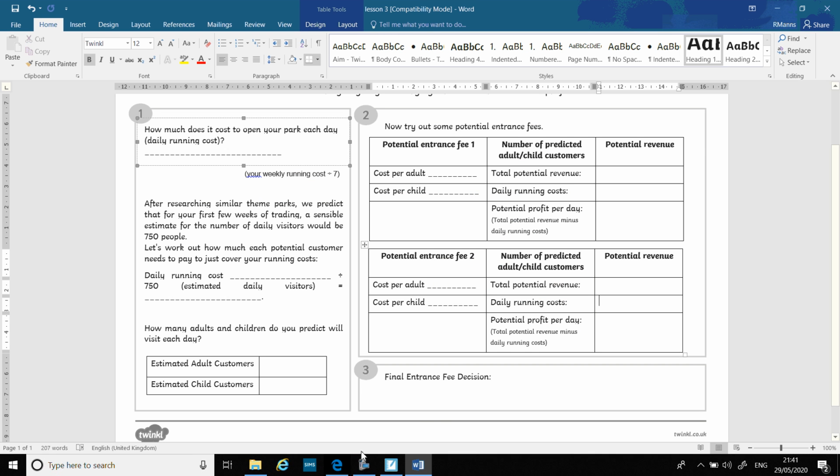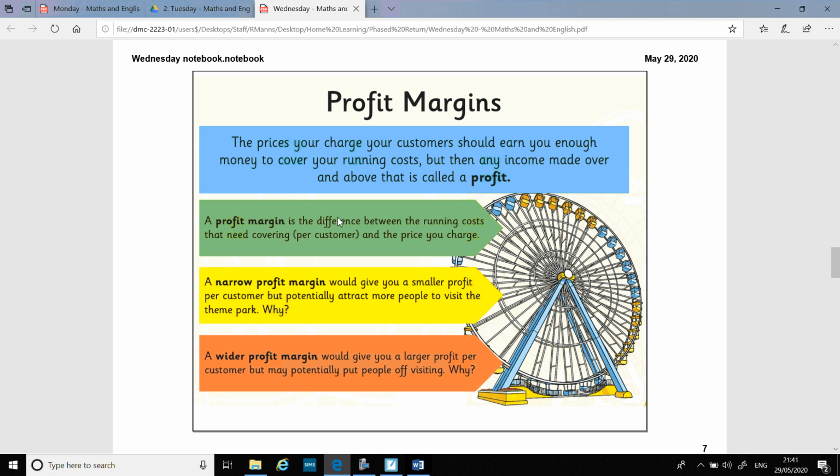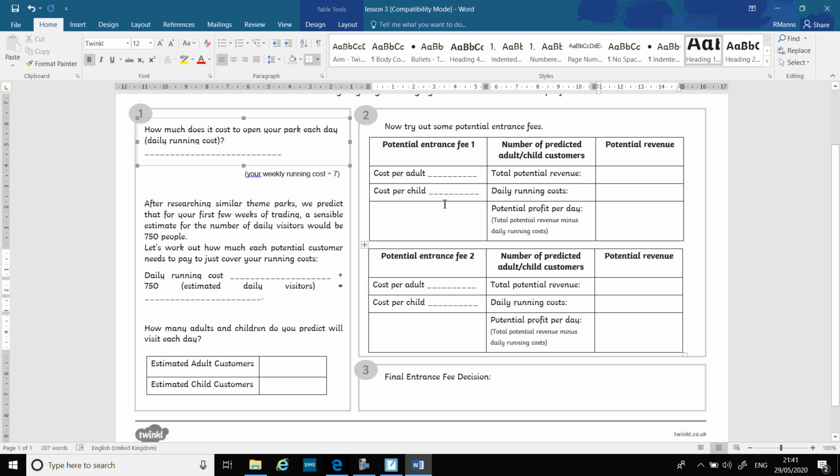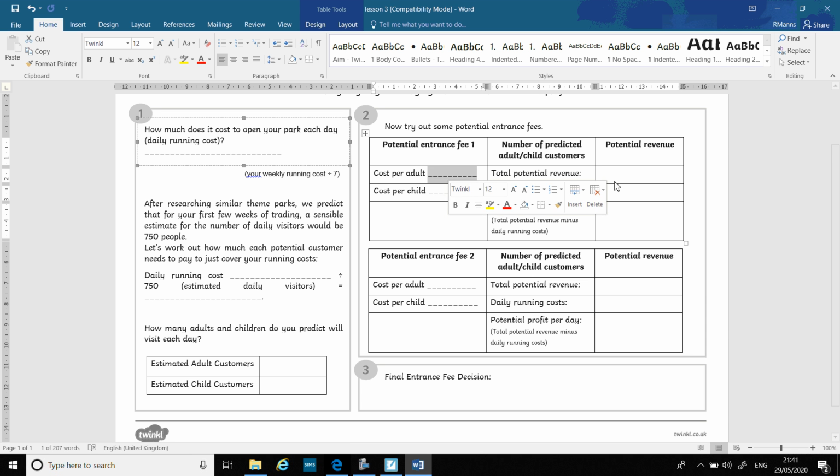So we want to set some sort of entrance fee that creates a profit, but I don't think you want a really wide profit margin, where you create lots of profit. You've got a really high entrance fee, and for each person you make more and more money, but this might put people off visiting. So you probably want to create quite a narrow profit margin, where whatever price you choose, if you get the number of people you think, it gives you a small amount of profit on top of your daily running costs.